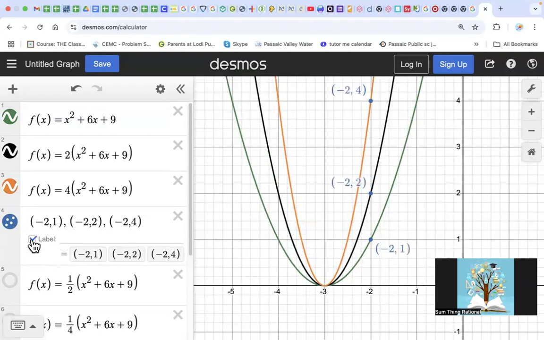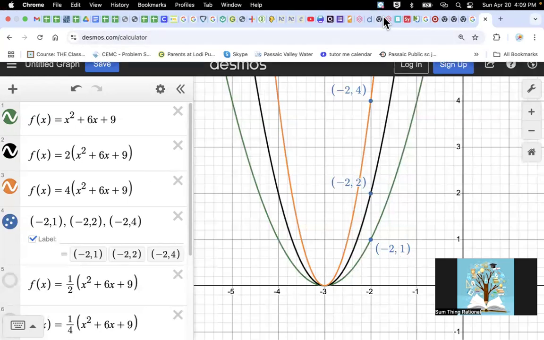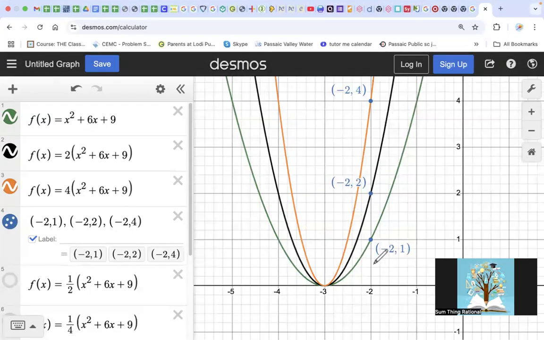As you see here, on the green graph, the point is negative 2 and 1. Let me open my annotation. This distance is 1 unit. In the black graph, the distance became double, meaning 2 units. But in the orange graph, what does the distance become? The distance becomes 4 units, because the point is here at 4.